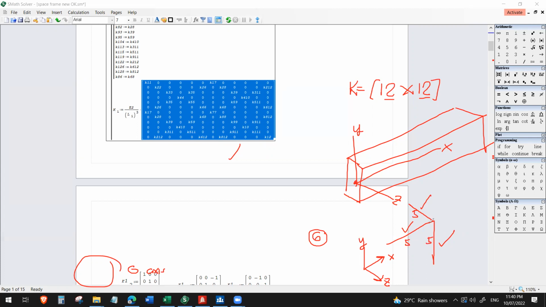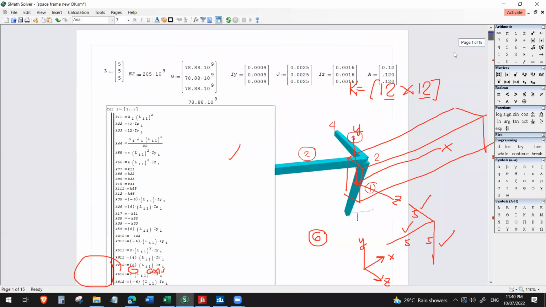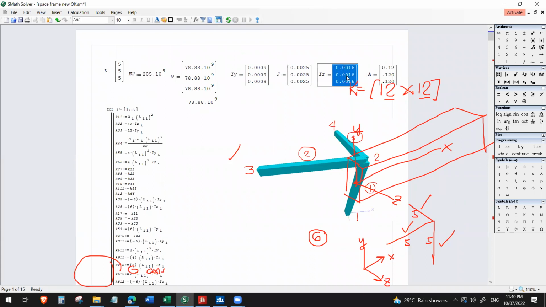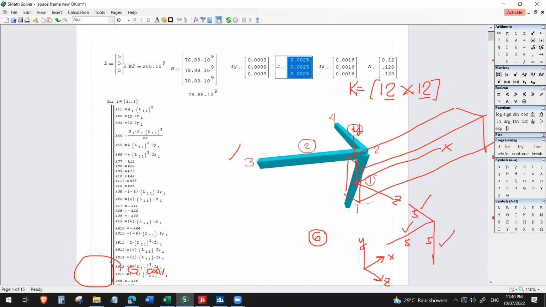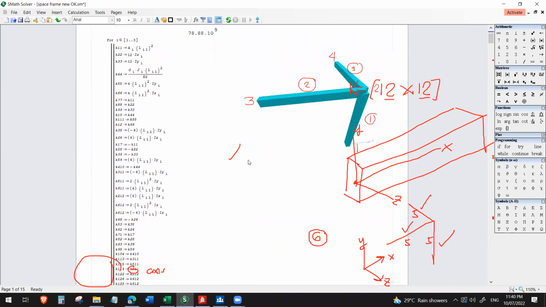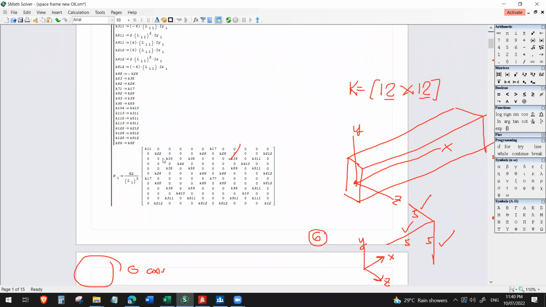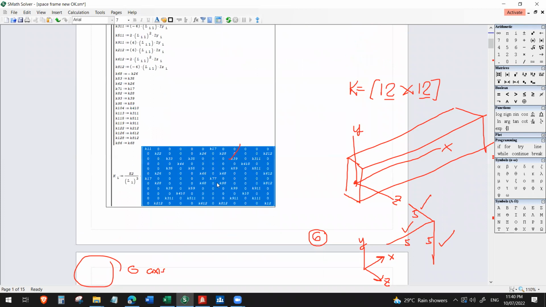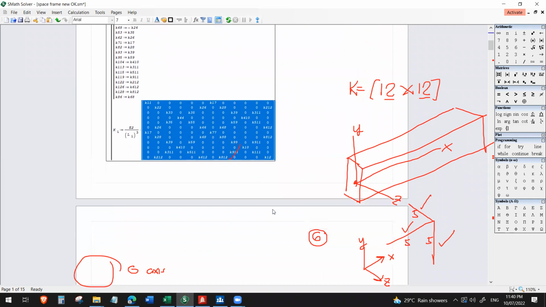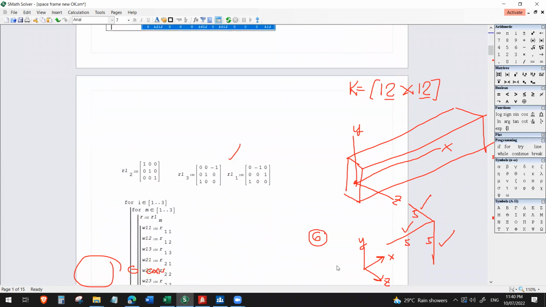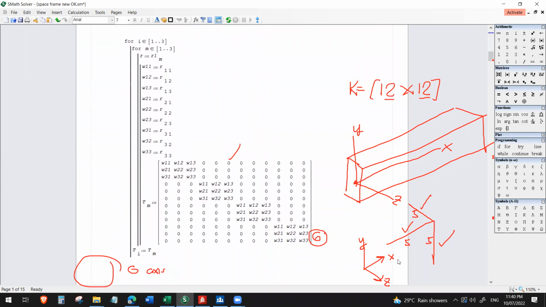So given that they have the same cross section, as you see in this data, they have the same area. They have the same inertia, polar moment of inertia, because I assumed here a uniform cross section and a uniform length. Therefore, the stiffness matrix of each member local is the same. However, when we deal with the global stiffness matrix, they will be different to each other.